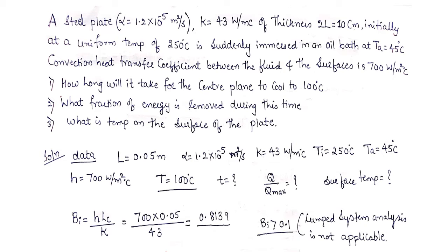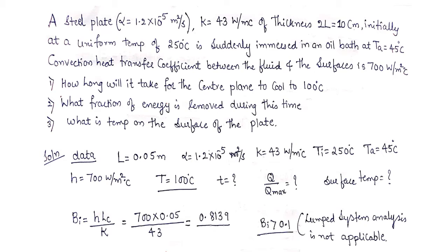The thermal diffusivity is given as 1.2 into 10 to the power minus 5 meter square per second. Thermal conductivity is given, initial temperature is given, temperature of the oil bath is given, and heat transfer coefficient is given. How long will it take for the center plane to cool to 100 degrees centigrade? That means the center line temperature is given as 100 degrees centigrade.